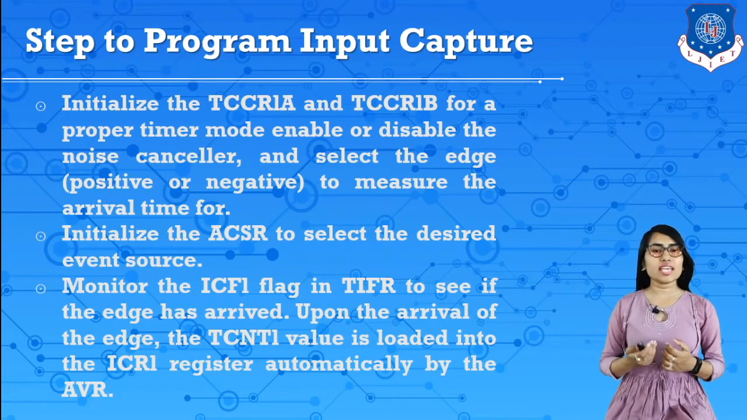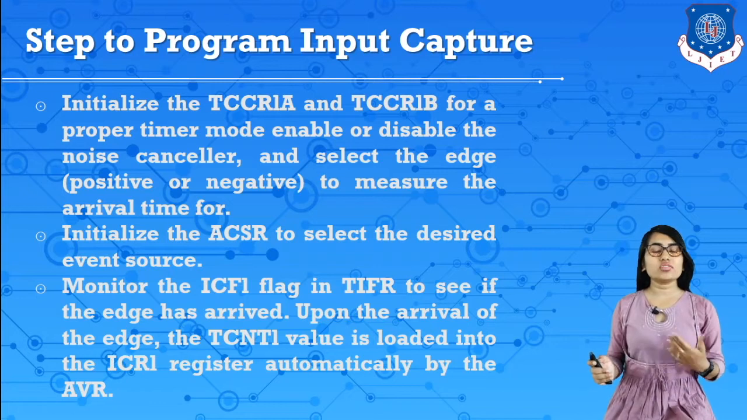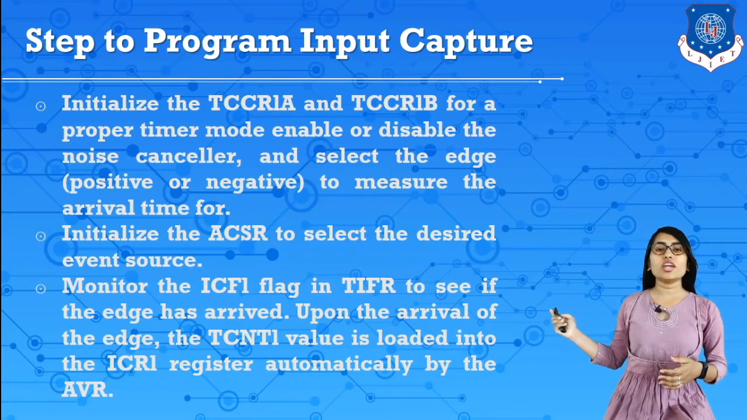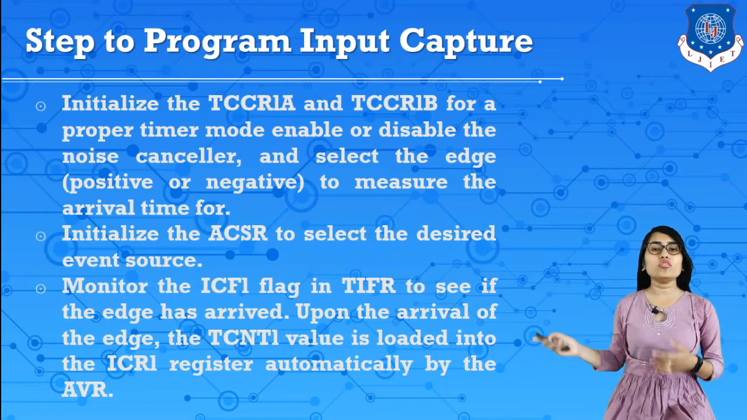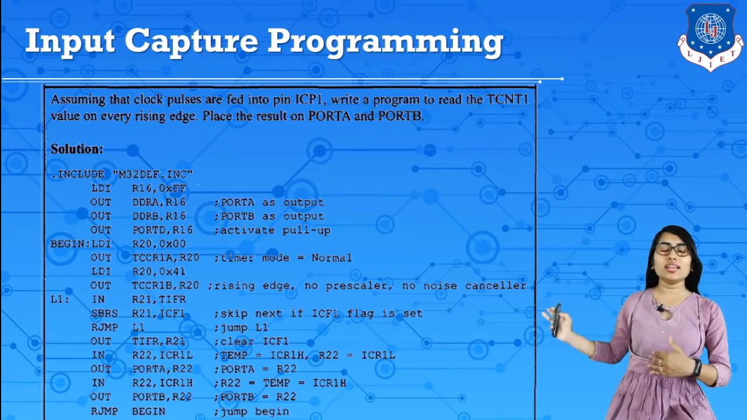Now monitor the ICF flag in TIFR to see whether the edge has arrived or not. Upon the arrival of the edge, the TCNT1 value is loaded into the ICR1 register automatically by the AVR. So upon the arrival of the edge, whatever value is in TCNT1 is loaded into the ICR1 register automatically by the AVR to provide the input capture function. This input capture programming can be done like this.